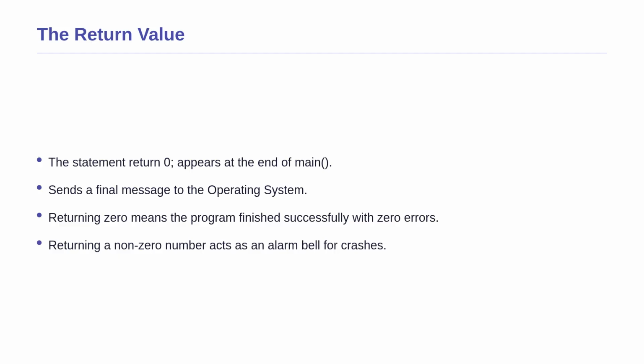Once the computer enters the main function and runs your instructions, it needs a way to finish. At the very end of this main section, you will almost always see the statement return 0. This statement is a direct final message to the computer's operating system, such as Windows or macOS. It tells the system that the program has finished its job successfully. Returning a 0 means 0 errors occurred during the run. On the other hand, returning any non-zero number, like a 1 or -1, acts as an alarm bell, telling the operating system that the program crashed.